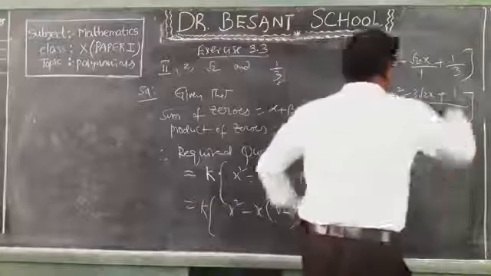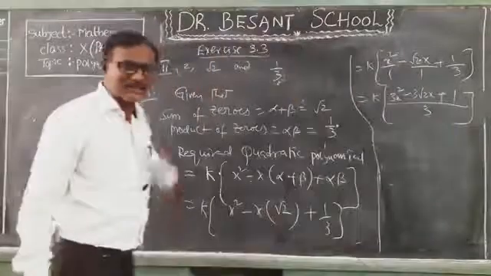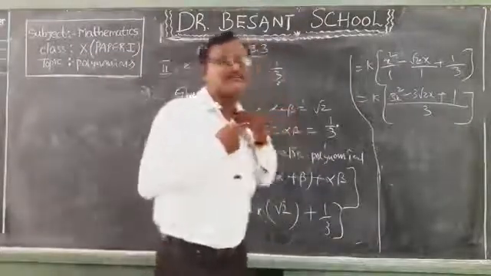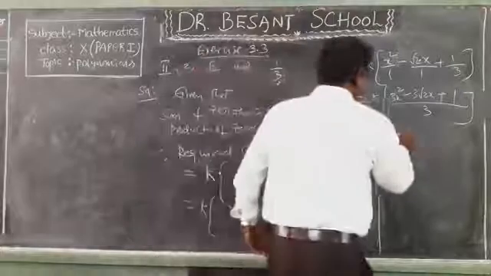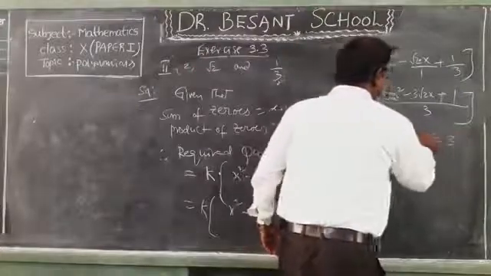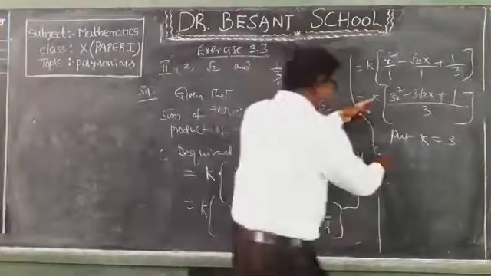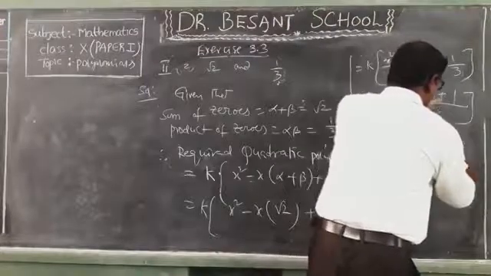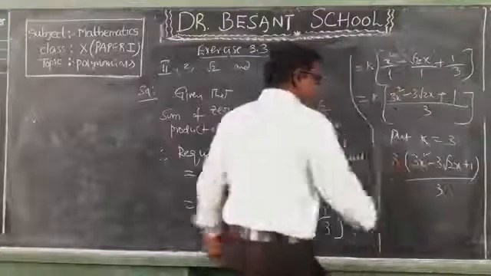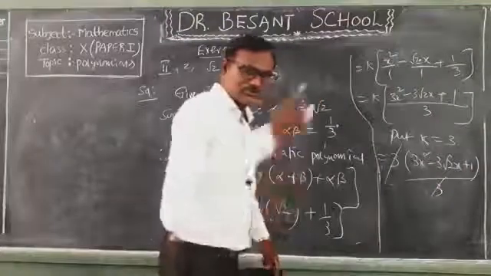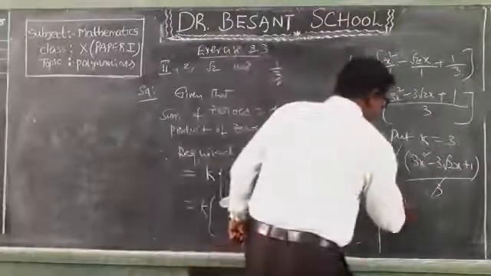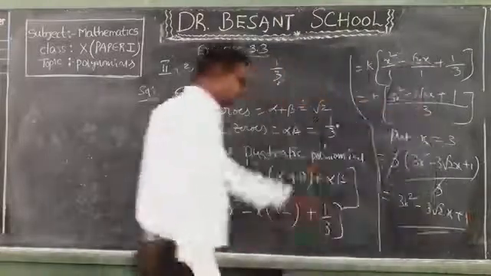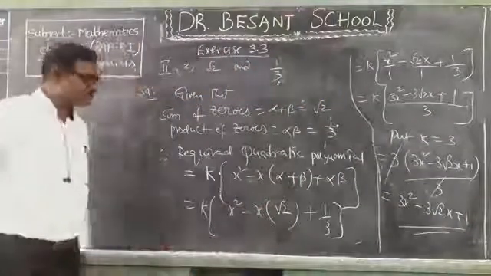Now, what do we have in the place of the denominator? 3. Now, what can we put in the place of k? 3. So, replace k is equal to 3. That is equal to 3 into 3x square minus 3 root 2x plus 1 by 3. So, these will be cancelled. So, your required quadratic polynomial is 3x square minus 3 root 2x plus 1.